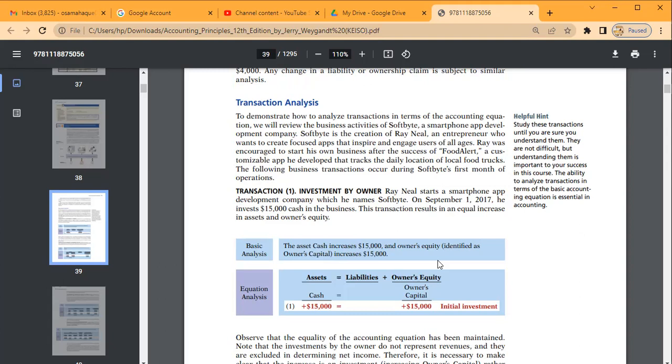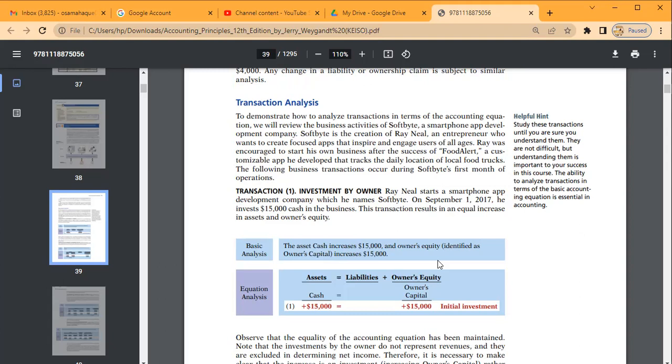As he is investing, this is startup capital. This is the money required. This is the investment done by the owner, so it is done in the form of cash. Cash is our asset. Assets will increase by 15,000 and capital will also increase by 15,000. Why is the capital increasing by 15,000? Because this is an initial investment. He had done an investment in the form of cash.